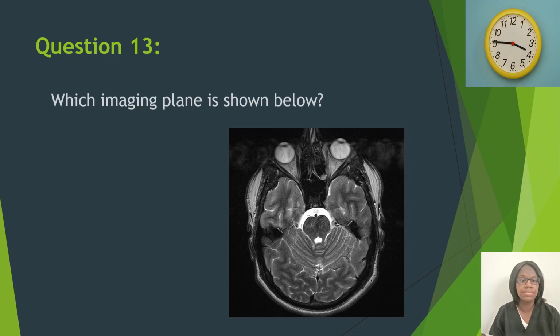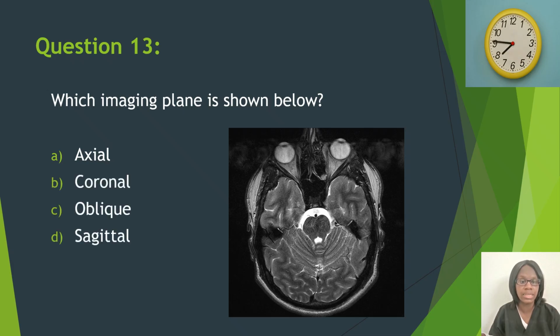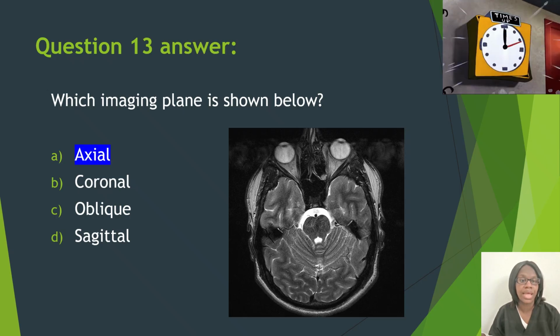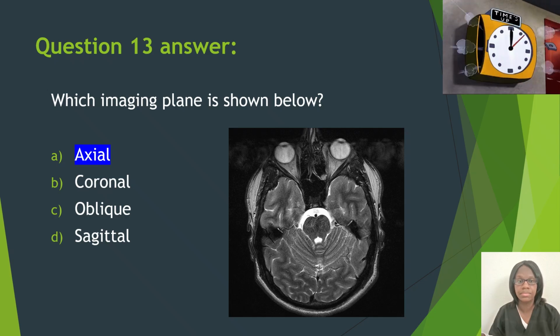Question 13. Which imaging plane is shown below? A, axial. B, coronal. C, oblique. Or D, sagittal? All right, the correct answer is A, axial.